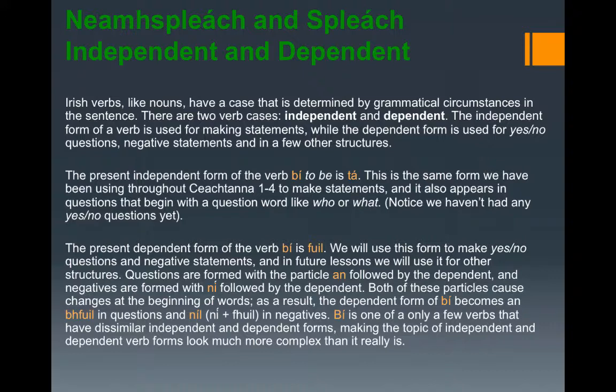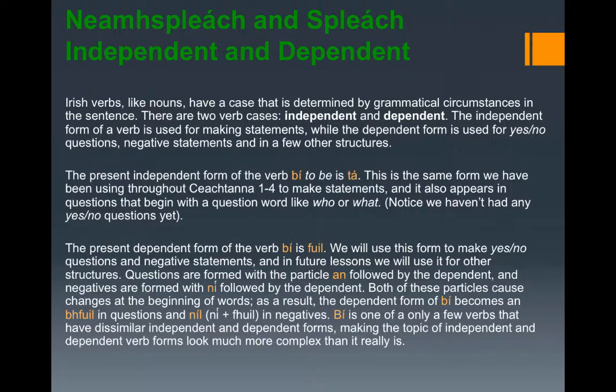The present dependent form of the verb be is fuil. We will use this form to make yes-no questions and negative statements, and in future lessons we will use it for other structures. Questions are formed with the particle an, followed by the dependent, and the negatives are formed with ni, followed by the dependent. Both of these particles cause changes at the beginning of the word. As a result, the dependent form of be becomes bhfuil in the question and nil in the negative.